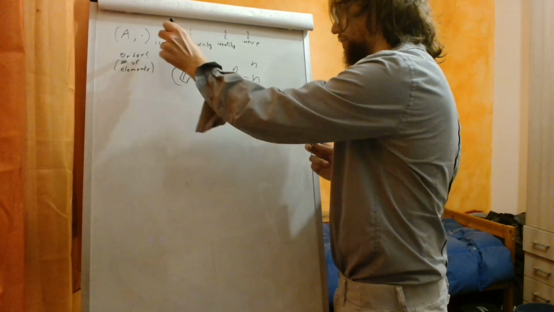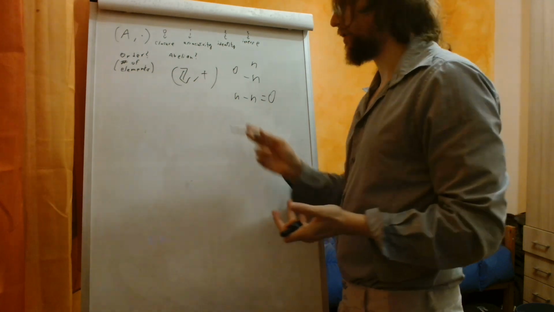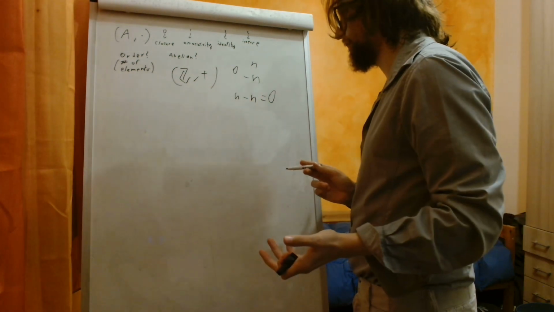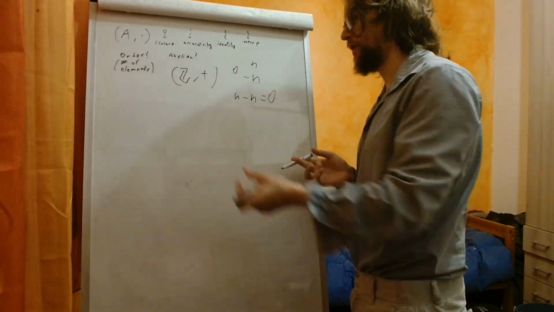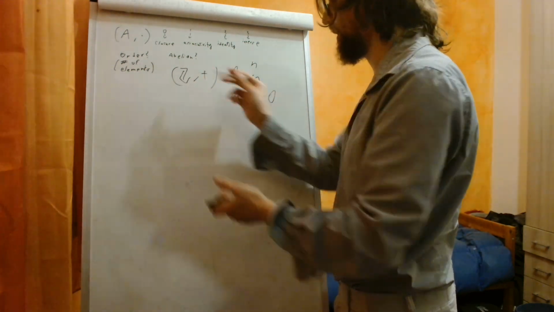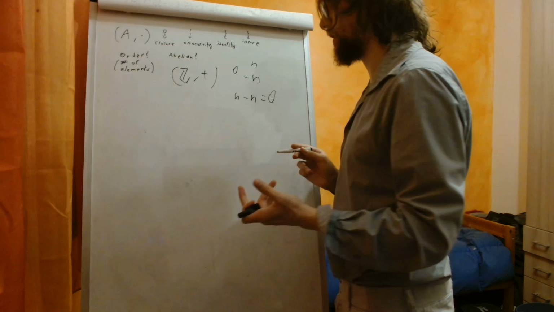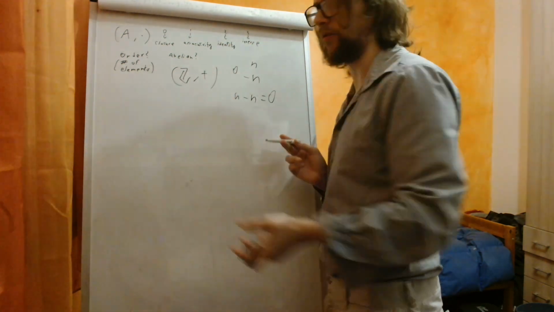Now it is closed because we already have all the integer numbers. The summation of two integer numbers is an integer number, so we already have all the elements in the set.